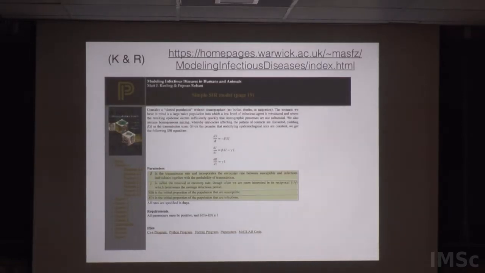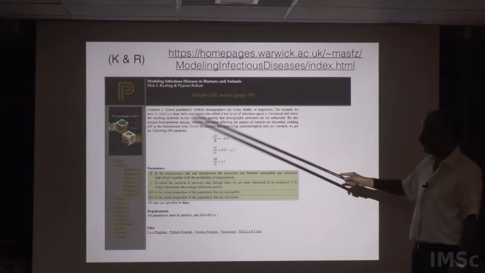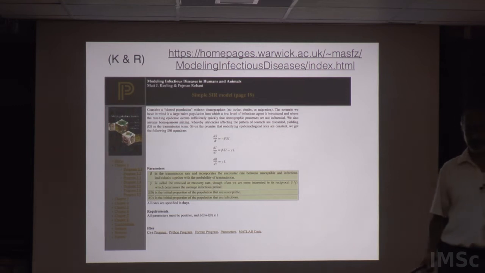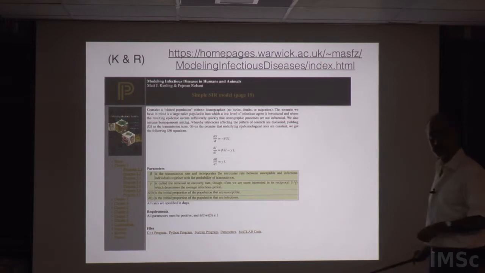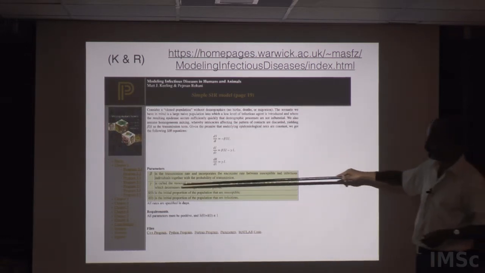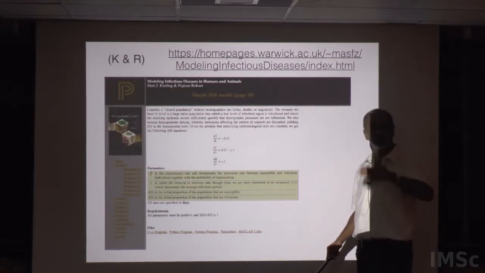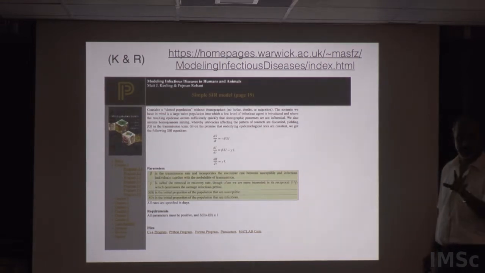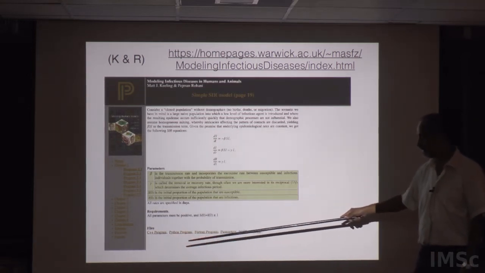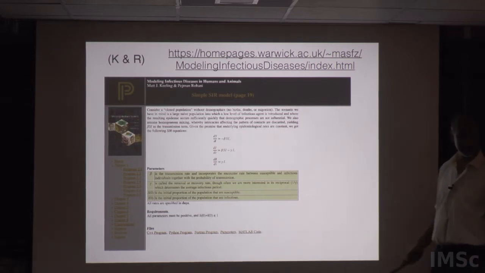Keeling and Rouhani have a book, which is this book, and they have a lot of computer programs that are part of that book. These programs are downloadable from the following site, homepages.warwick.ac.uk/mafsfz, and so on. This is a page where you can see program 2.1, 2.2, 2.3. All of these connect back to parts of the text. And over here, the files you can download are C++ or Python or Fortran or MATLAB, etc.